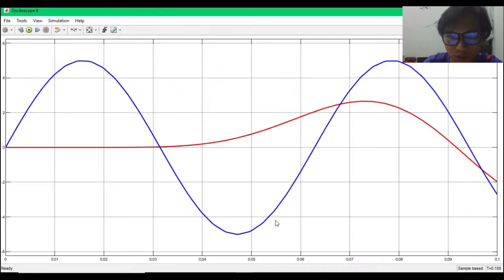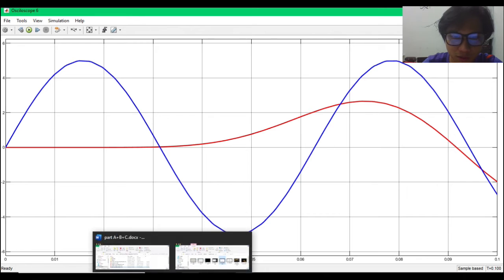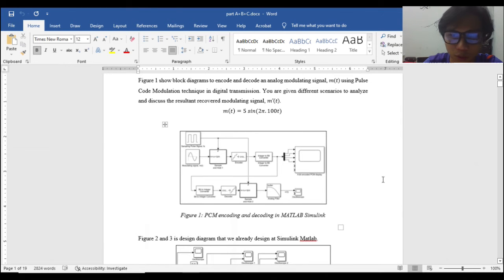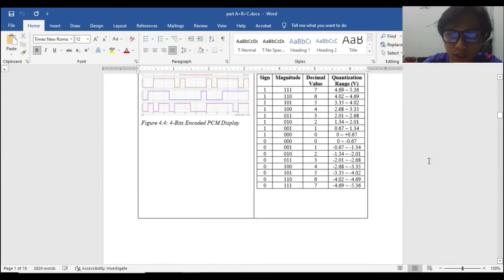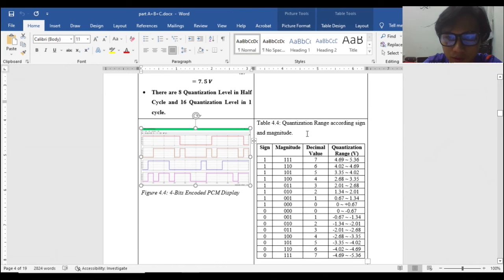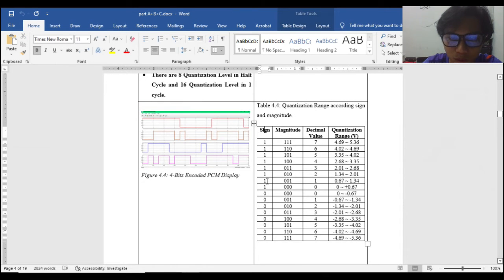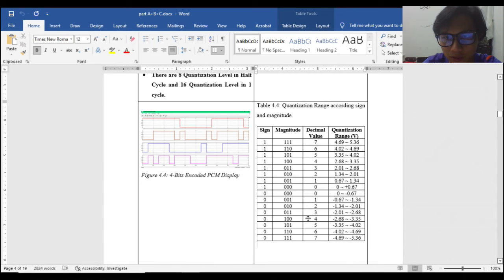Next, what I want to see is the recovery. The recovery is also the same as before, and I have explained it in the report. Before that, I also have the wave here. We have a range here. We have the sign 1111 for the 4-bit. 4-bit is 2 to the power of 4, so we have a range of 16 here. So 111, 110, that's how to read it.